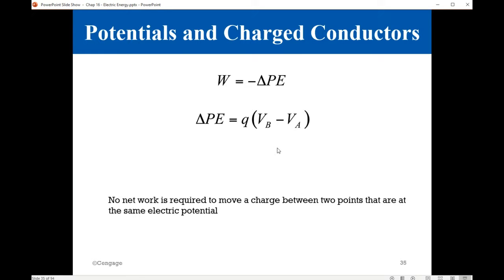One important observation here: no net work is required to move a charge between 2 points that are at the same electric potential. If they are at the same electric potential, then you are talking about an equipotential surface. So VB is equal to VA, and the difference here is 0. So there will be no change in potential energy. If there is no change in potential energy, then there will be no work needed. So you can move charges freely on an equipotential surface without the need to do any work, because the change in potential energy is 0.